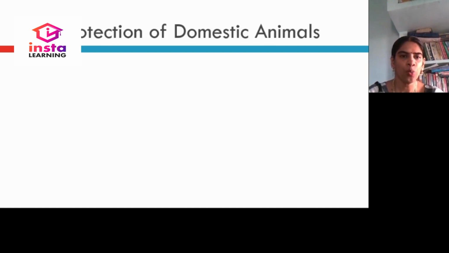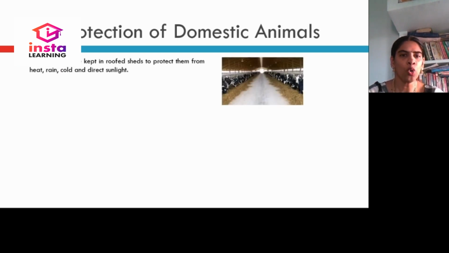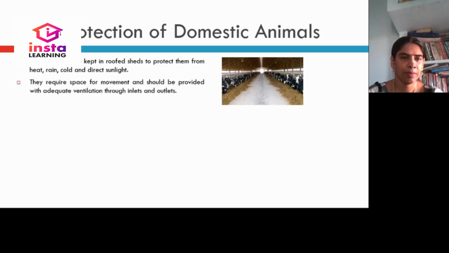How do we protect domestic animals? Animals should be kept in roofed sheds to protect them from direct heat, rain, cold and sunlight. They require space for movement and should be provided with adequate ventilation through inlets and outlets. The sheds should be cleaned regularly.